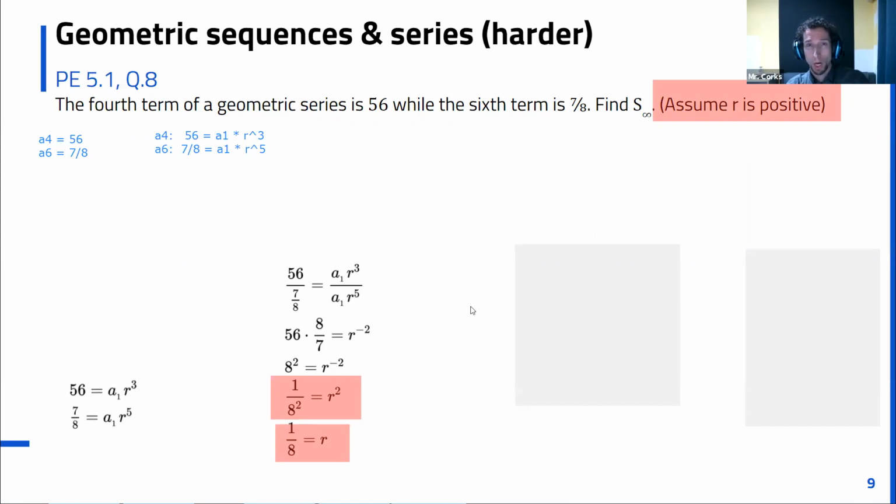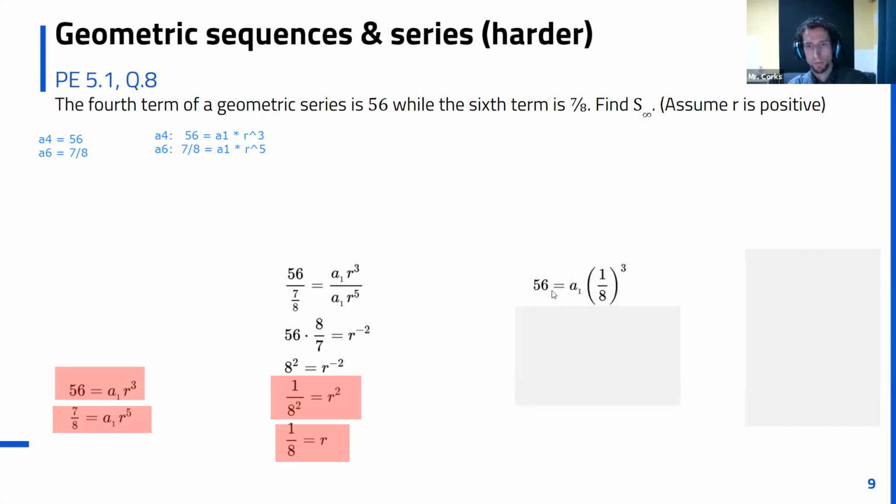Okay, so we figured out R. Now what can we do to figure out A1? Substitute. So we can substitute into either of our two original equations, the A4 one or the A6 one. I chose to do A4. So 56 is equal to A1 times R cubed, 1/8 cubed. And so let's just do a little bit of algebra here.